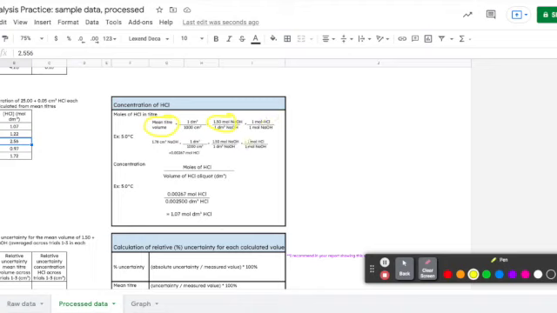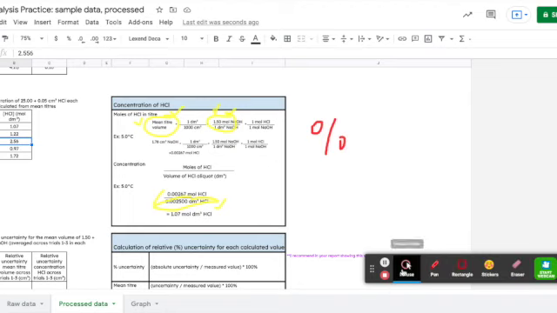Coefficients don't have an uncertainty, but the volume of NaOH, the concentration of NaOH, and then the volume of HCl, this was the other thing I had to measure, also have an uncertainty. So for these three things I measured, I need to find their relative or percent uncertainties. Percent uncertainty is the absolute uncertainty divided by the measured value times 100%.